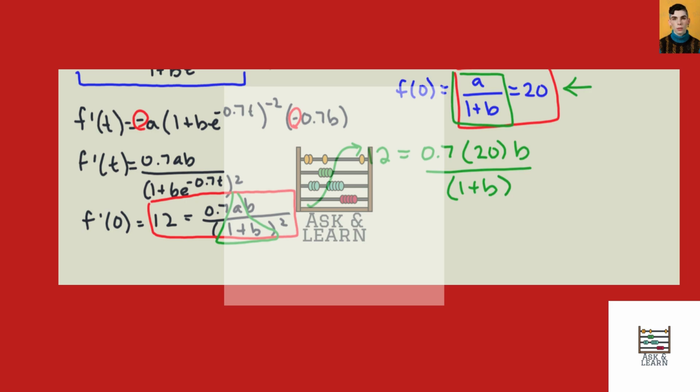Now let's solve that for b. So we're going to multiply both sides by 1 plus b, and we get 12 plus 12b equals 14b. And subtract 12b from both sides, we get 12 equals 2b. And then divide by 2, we get b equals 6. Okay, so now if we know that b equals 6, we can find a, because a over 1 plus 6 would be 20. So a over 7 is 20. So multiply both sides by 7, and a is 140.